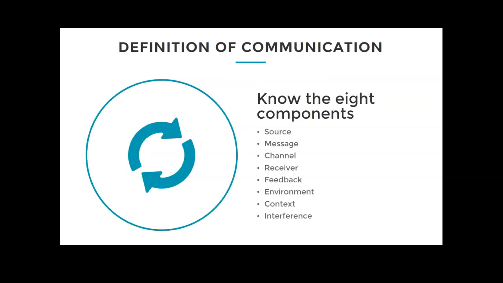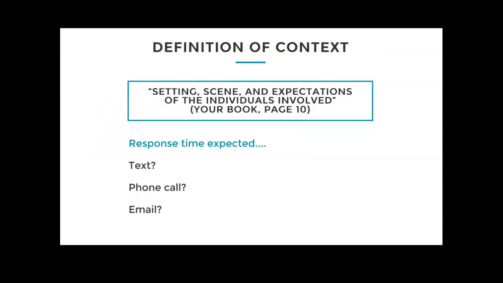The other thing that I want you to know right at the beginning of the semester is the 8 components of communication. So that is understanding and being able to identify a source, a message, channel, receiver, feedback, environment, context, and interference. We'll talk about some of that today, but those are all key terms that we'll continue to use this semester. For context, the definition that we're going to be using is the setting, scene, and expectations of the individuals involved. Here's a quick way to think about that.